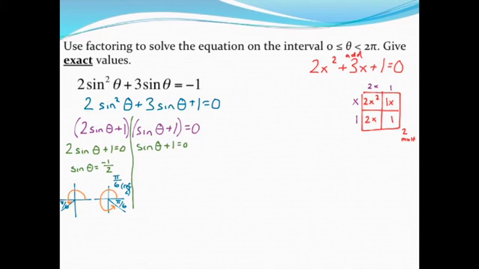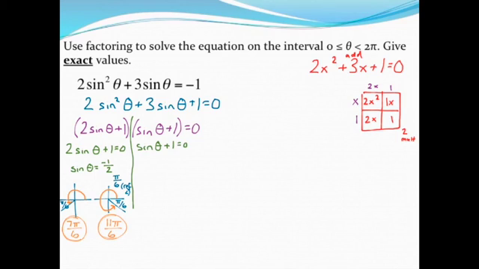One of them would come out to be 7 pi over 6. If I remeasure that, hopefully you're just fine with measuring those at this point. And then the second angle, since it's a little bit less than 2 pi, I'd subtract pi over 6 from 2 pi to get 11 pi over 6. So there are my two first answers to this question.